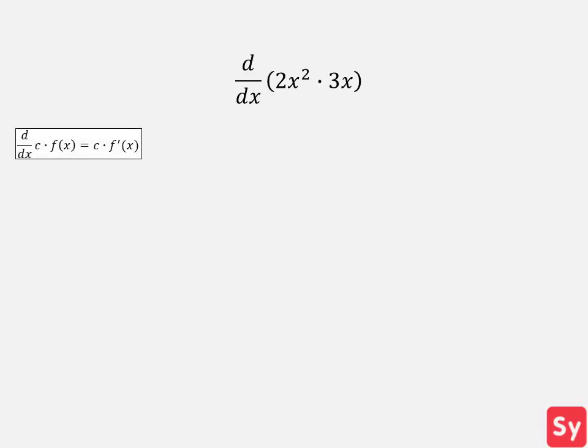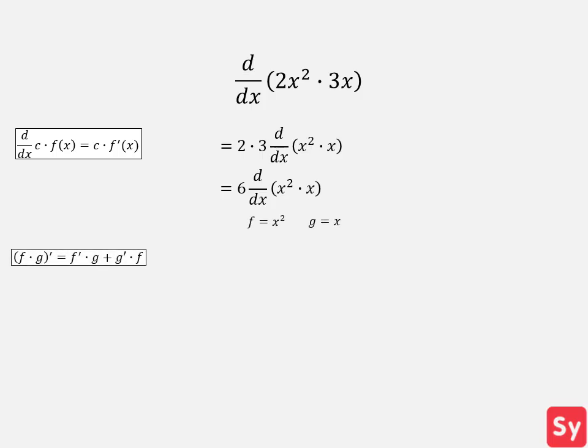Let's see some examples. First example, we want to compute the derivative of 2x squared times 3x. First, we can use the multiplication by a constant rule and pull out the 2 and 3 from the derivative. This simplifies to 6 times the derivative of x squared times x. Next, we see that we have two functions multiplied together, f and g, where f is equal to x squared and g is equal to x. So we can use the product rule.